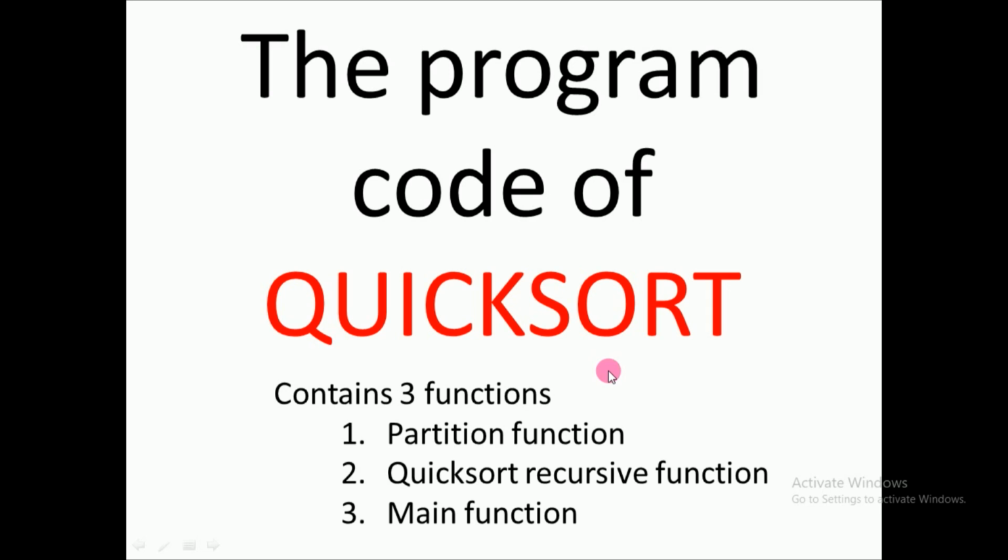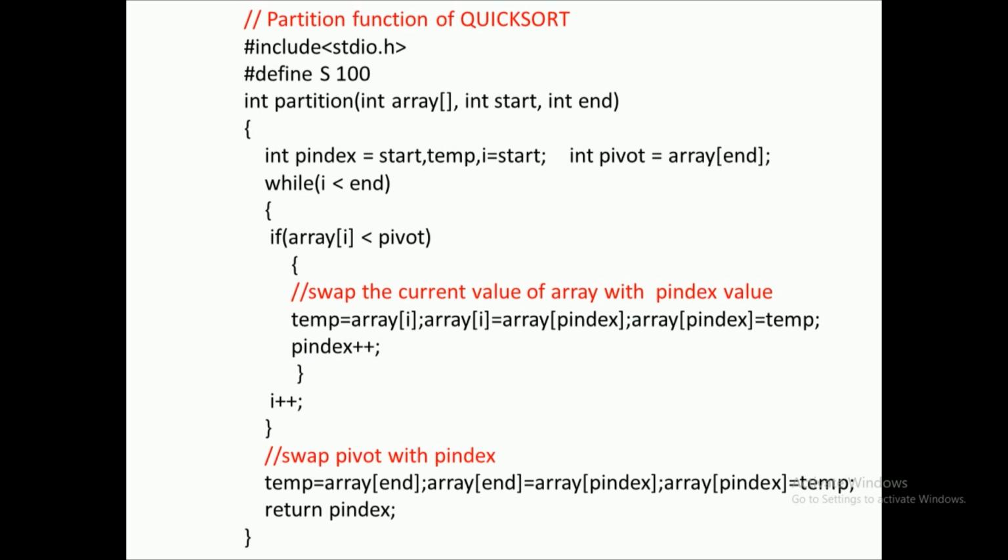The program code of quicksort contains 3 functions: one partition function, second one quicksort recursive function, and third one is main function. So the partition function will be like this: #include <stdio.h>, #define, we have taken one constant for the array size as 100. int partition, int array comma int start comma int end, int p index equal to start. P index and start are at the same value, that means it points to 0 in the beginning.